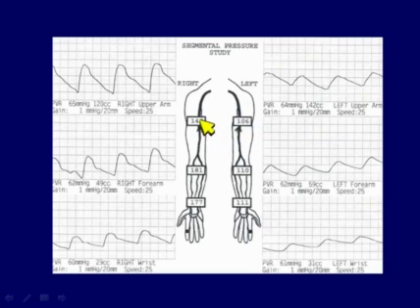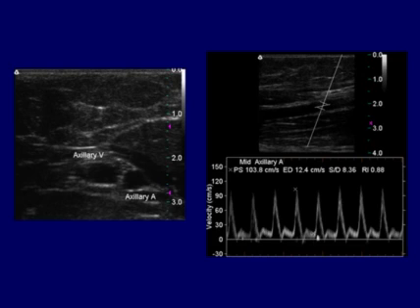We don't really see much of a change as we go down to the wrist level in terms of a drop-off in those pressures. So this is a classic pattern that we would expect to see in a patient with a left subclavian artery stenosis.